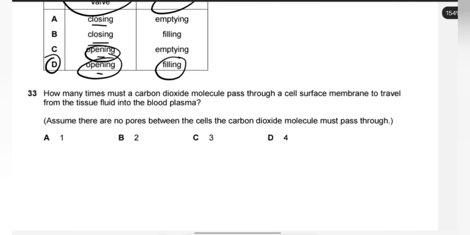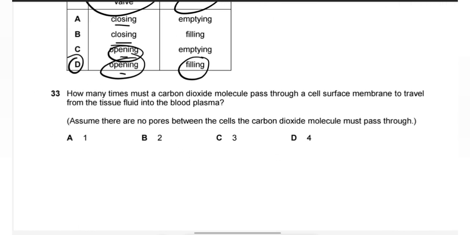And for number 33, it says how many times must a carbon dioxide molecule pass through a cell surface membrane to travel from the tissue fluid into the blood plasma? Then it says to assume there are no pores between the cells the carbon dioxide molecule must pass through. For this, I think we need a diagram.